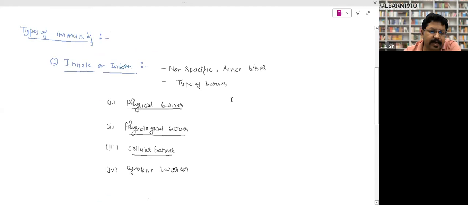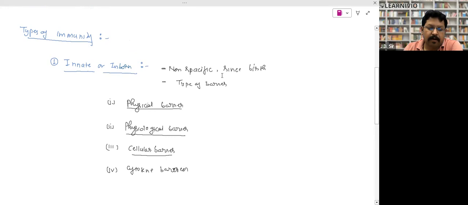Now, immunity can be innate, the first type, or it can be acquired. The first type, innate immunity, means inborn immunity, like congenital disease, inborn disease. In the same way, innate immunity means we take birth with these mechanisms which protect us from disease. Innate or inborn immunity is non-specific, which means it is not meant for a particular disease. It works against multiple diseases.